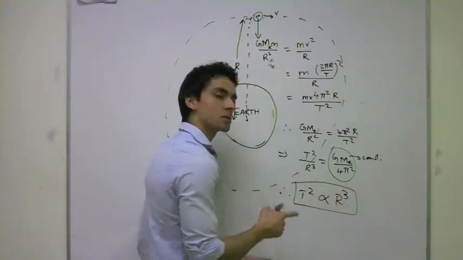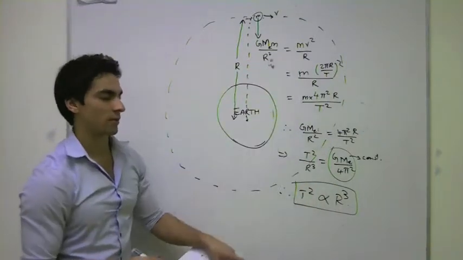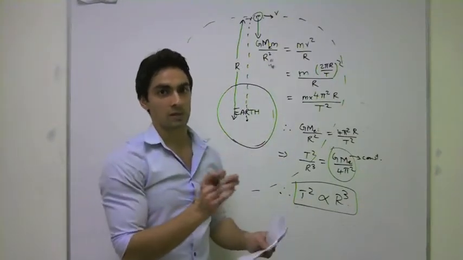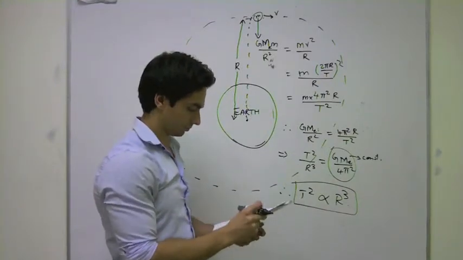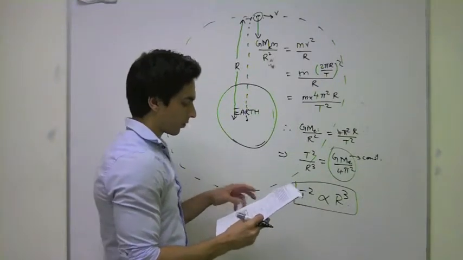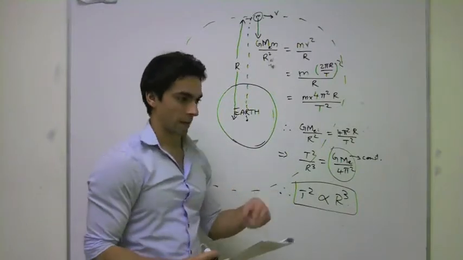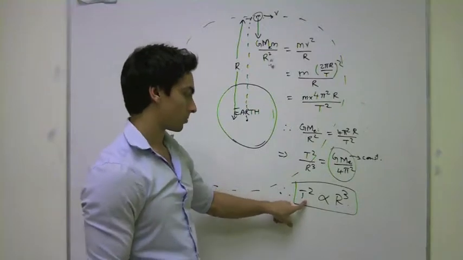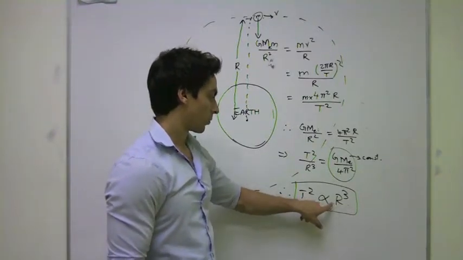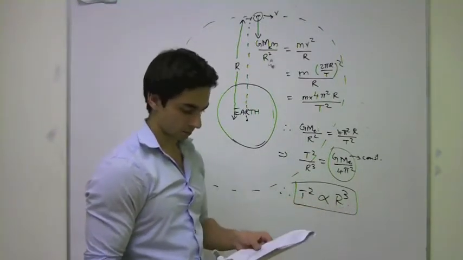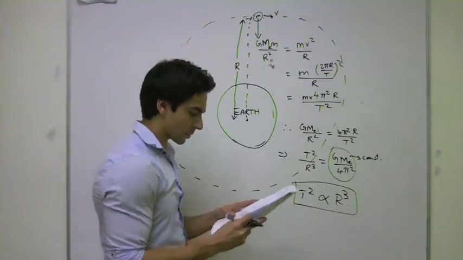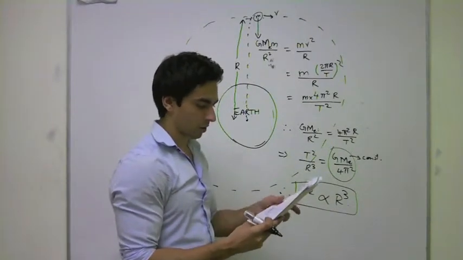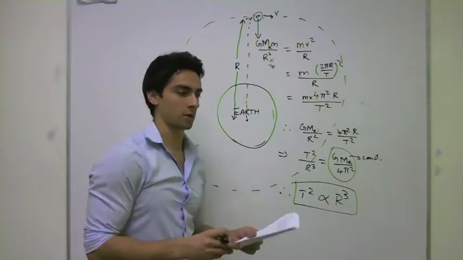This is Kepler's law. Now the students should remember this derivation because it is quite often asked in the exams in a gravitational fields and forces question. So for an object in an orbit around a planet, the square of the time period of the object's orbit is proportional to the cube of its radius.